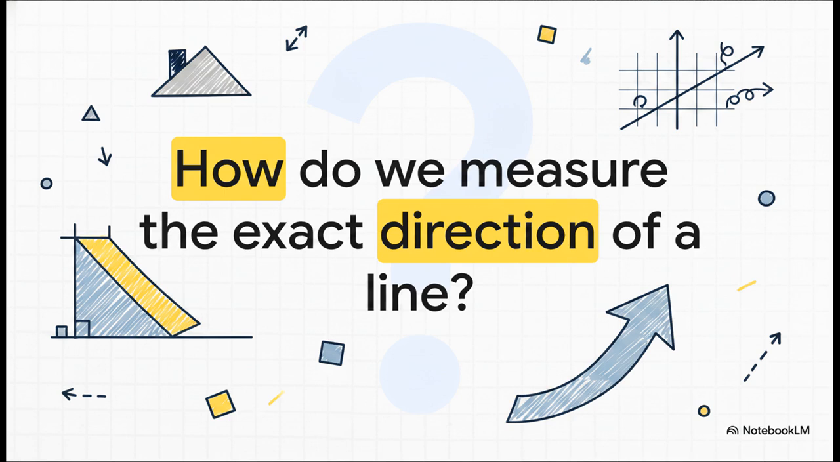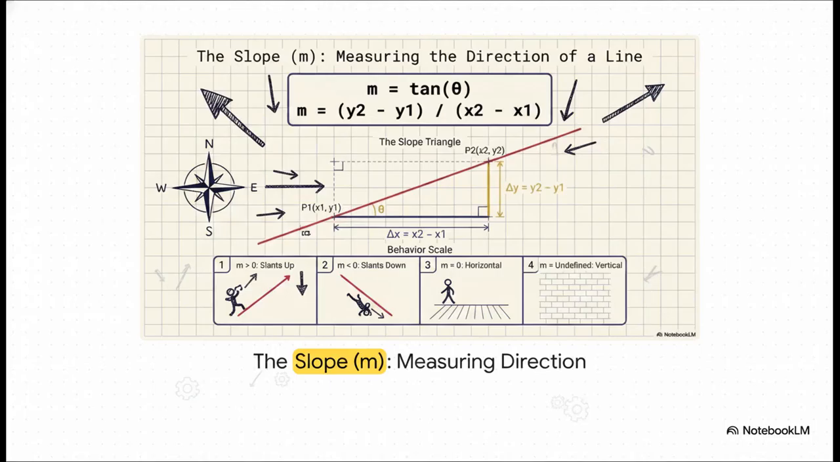How do we actually measure the exact direction or the steepness of a line? I mean, if you're building a ramp or pitching a roof, you need a precise number for that incline, right? Well, that brings us to slope. Now, what's really interesting about this slide is the behavior scale down at the bottom. The slope, which we represent with the letter m, is our ultimate directional compass. It's simply the change in y over the change in x, the classic rise over run.